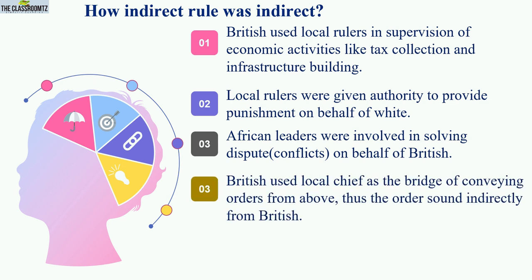British used local chiefs as the bridge for conveying orders from above. Thus, the orders came indirectly from British. Those orders were brought down to the Africans by using messengers. Those were African chiefs. So when the African chiefs brought the orders there, and we don't see whites in the provision of those orders, that is the meaning of indirect.